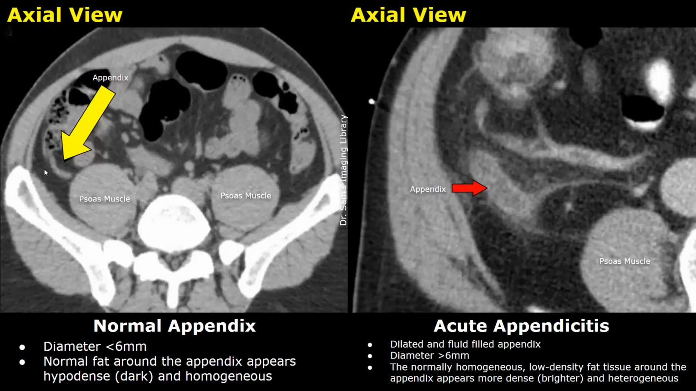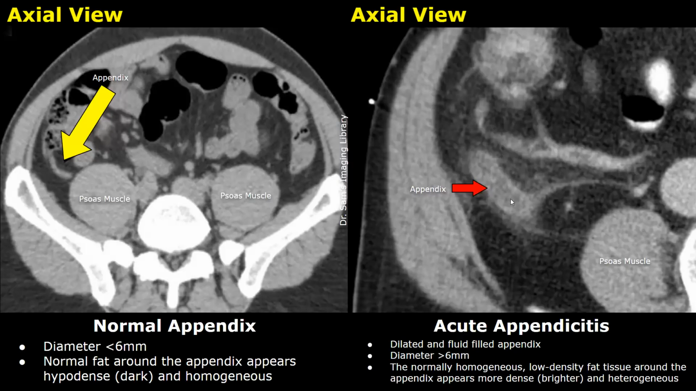And over here is an image showing acute appendicitis. The image is magnified so you can see the pathology clearly. You can see an increase in the size of the appendix. It is dilated and filled with fluid. The diameter will be more than 6 millimeters. These low density gray areas inside the appendix are fluid.